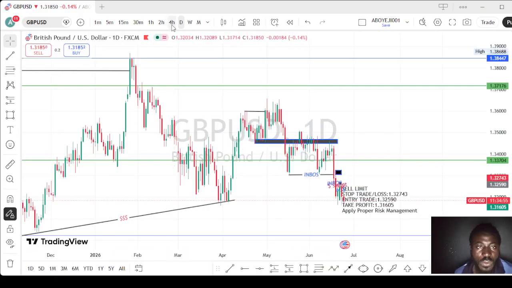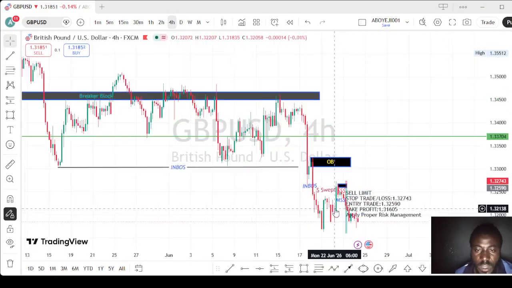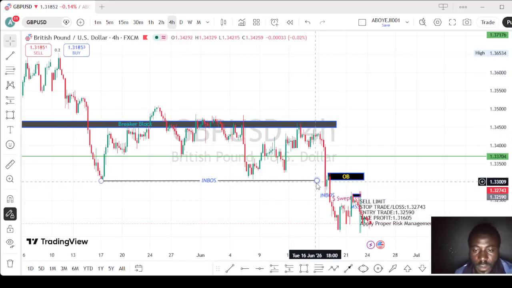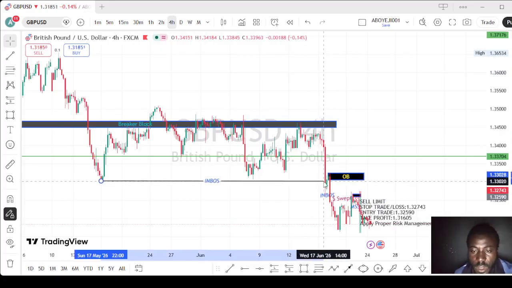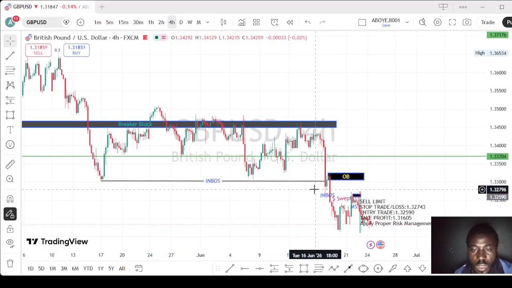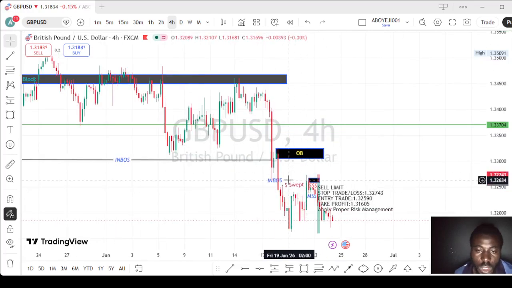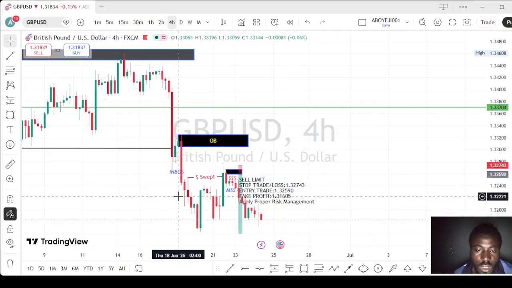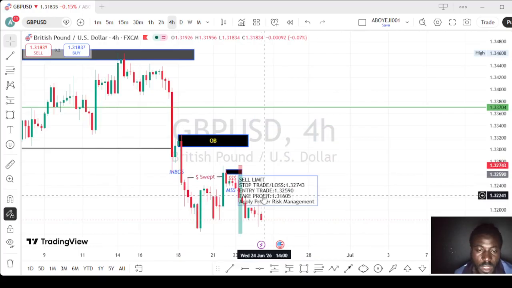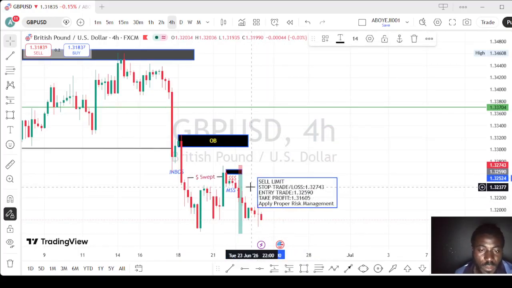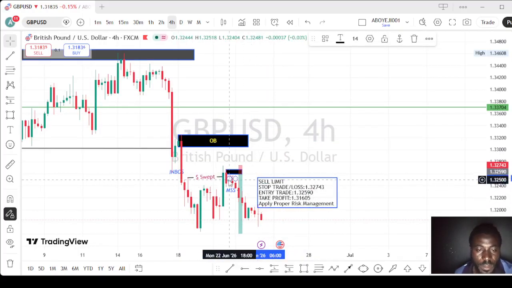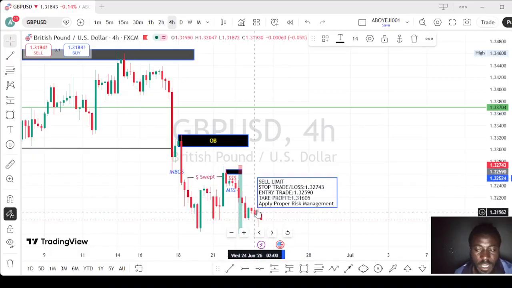So let's move to 4 hours, which is our analysis time frame. This is the 4 hour time frame. We are having this break of structure, and another break of structure here. This is a liquidity straight market. Market is giving us downtrend. Let's move to the 1 hour time frame to see what is happening.